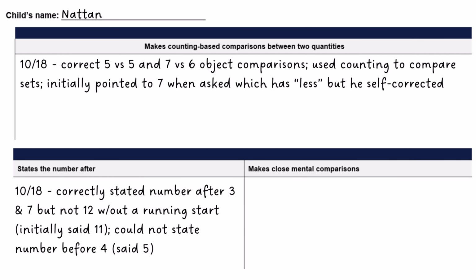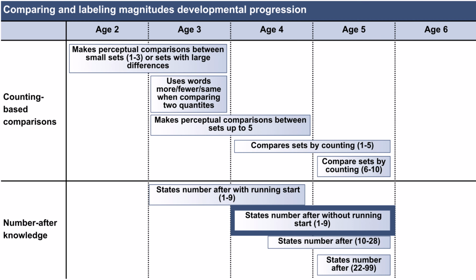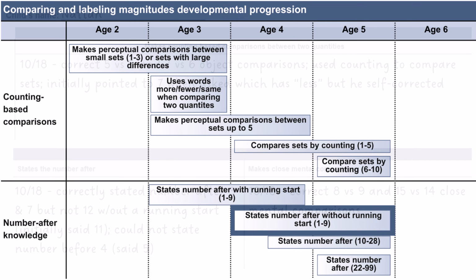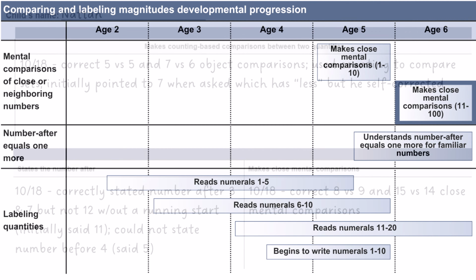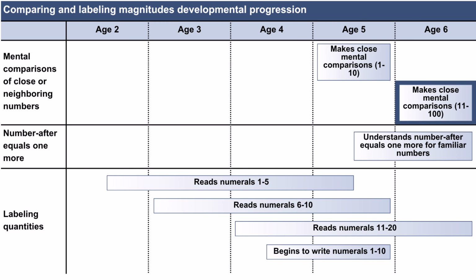Natan also demonstrated number after knowledge up to 7, but he struggled with quantities greater than 10 and with number before questions. His number after knowledge falls on the 2nd band of the progression, consistent with other children his age. On the mental comparison of close numbered tasks, he was able to identify which number was more up to 15. His mental comparison skills fall within the 2nd band on the progression and outside the range expected for children his age.